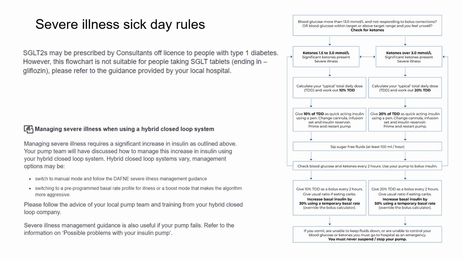And as in minor illness sick day rules, if participants are taking SGLT tablets, they're advised to follow guidance provided locally. Hybrid closed loop users are advised to follow advice provided by their team locally to manage severe illness. Make sure you're aware of local guidance for HCL users on managing severe illness if they will be attending your courses. The course includes 5 character-based scenarios on managing minor and severe illness.